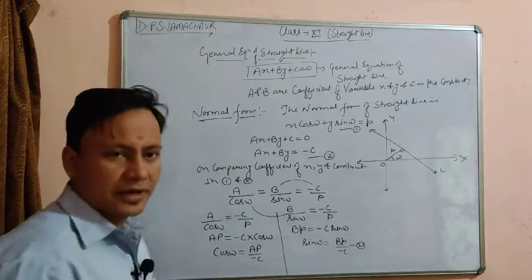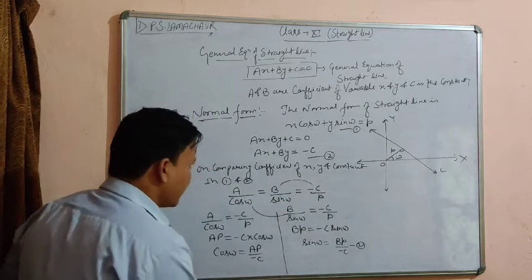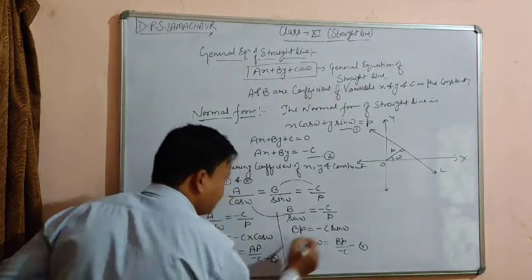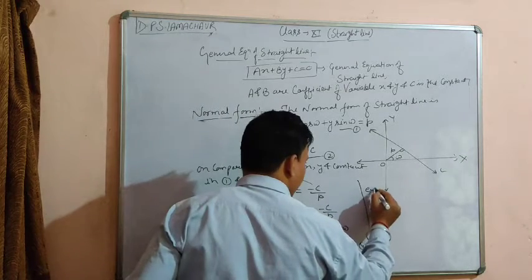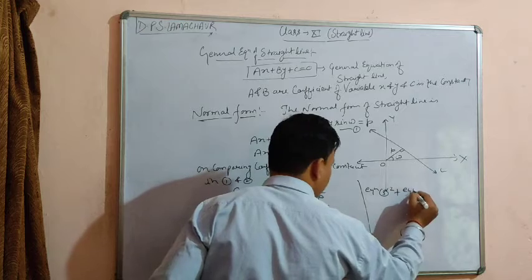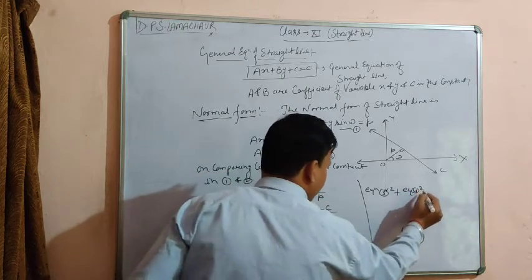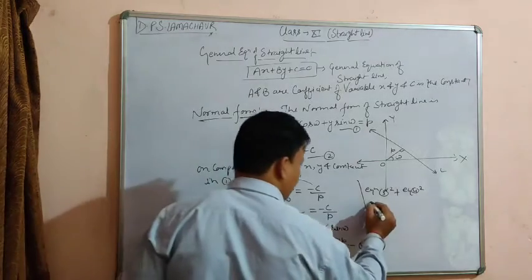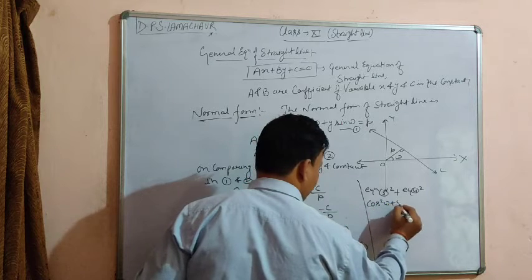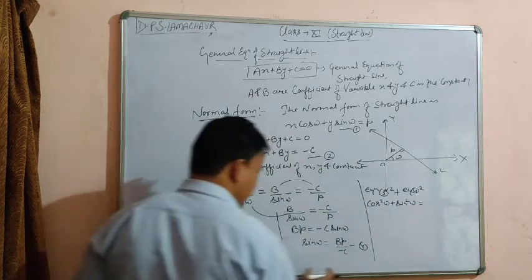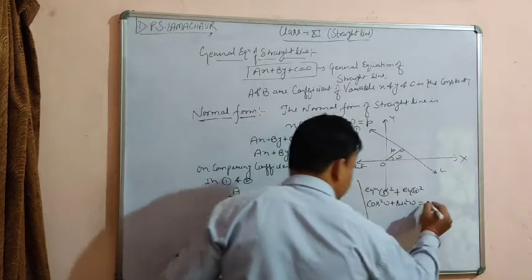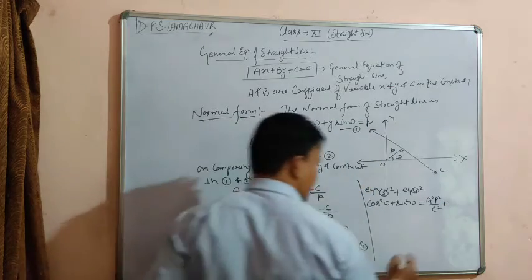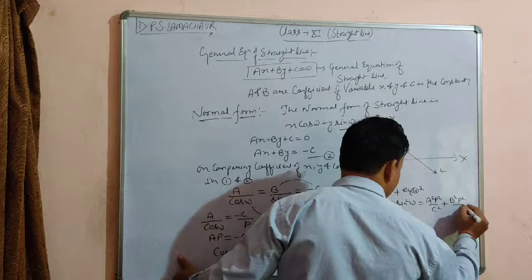Now squaring equations 3 and 4 and then adding both of them. This is equation number 4 and this is equation number 3, let us suppose. After squaring both the equations, we have to add them. So what we get on the left hand side: cos square omega plus sin square omega is equal to, on the right hand side, a square p square upon c square plus b square p square upon c square.